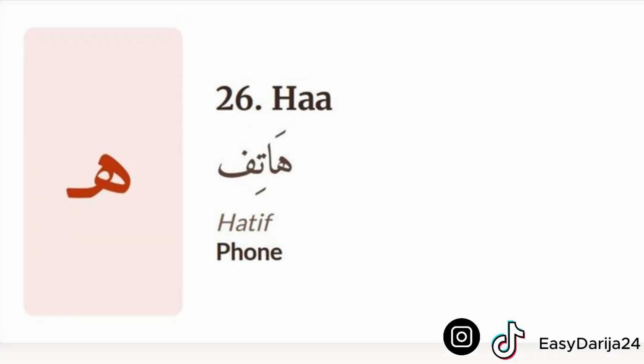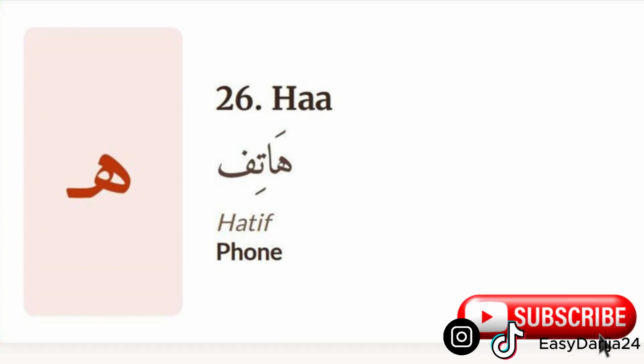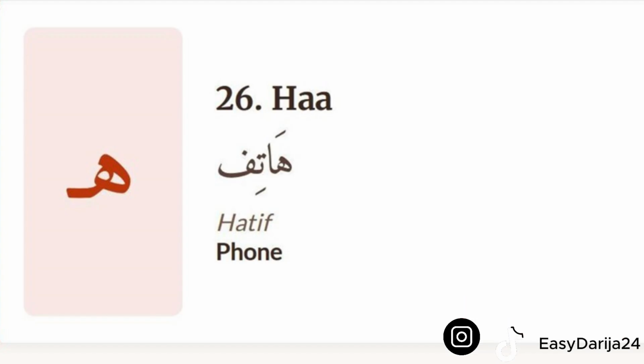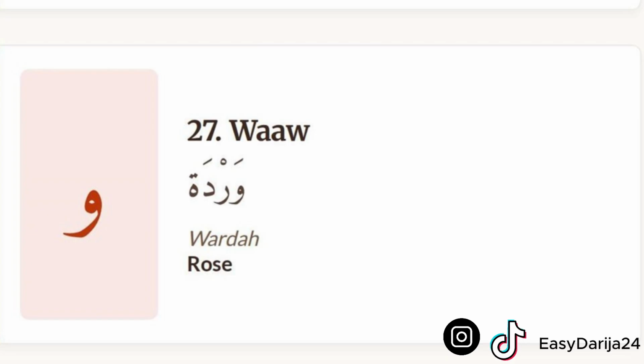We have ha. It goes like H in "hello", "hot". But it's produced from the throat, and the air passes through the vocal cords without vibration, voiceless. So it's like H, but without vibration. For example, we say هاتف. We have waw.